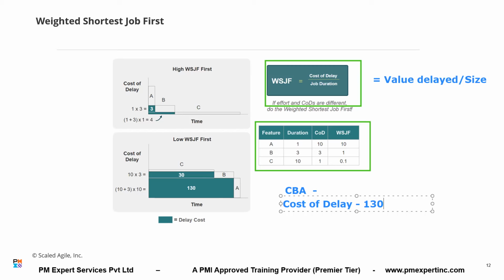And plus, what will be the cost of delay for B? B is delayed by how many days? 10 days, 10 again. So 30, because per day delay is 3, right? 30. So the cost of delay is how much? 160, right?